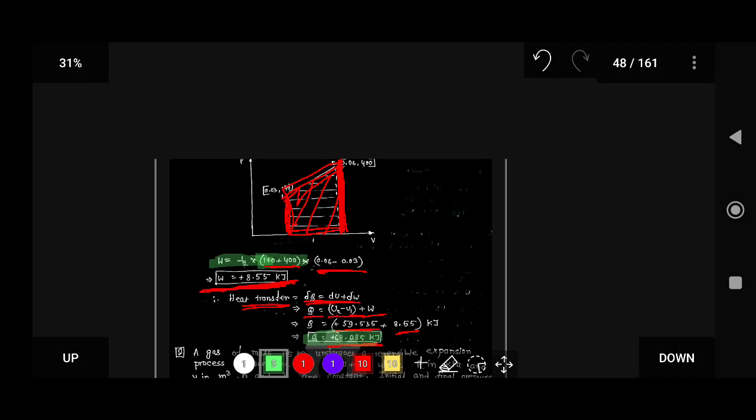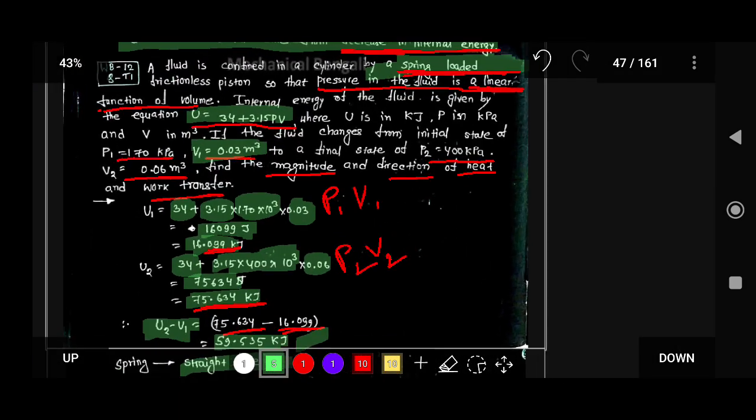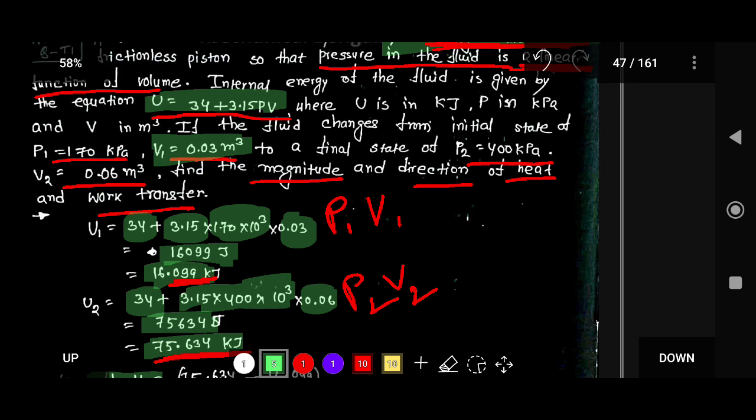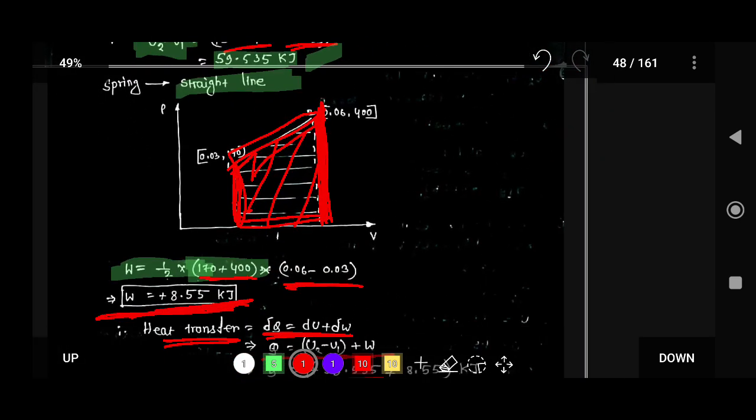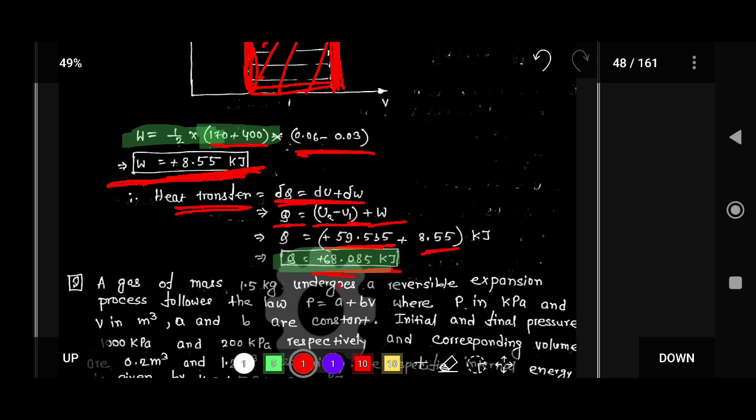So here what is given? The magnitude of heat and work. So the magnitude of heat is equal to this, and the magnitude of work is equal to this. So here the work is this and the heat is this. So this is your answer.